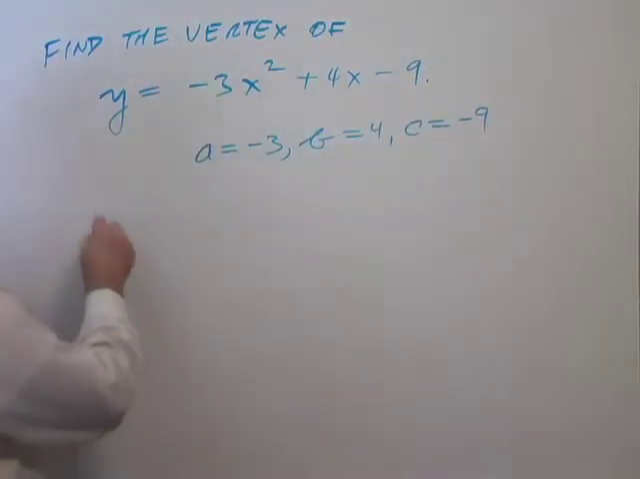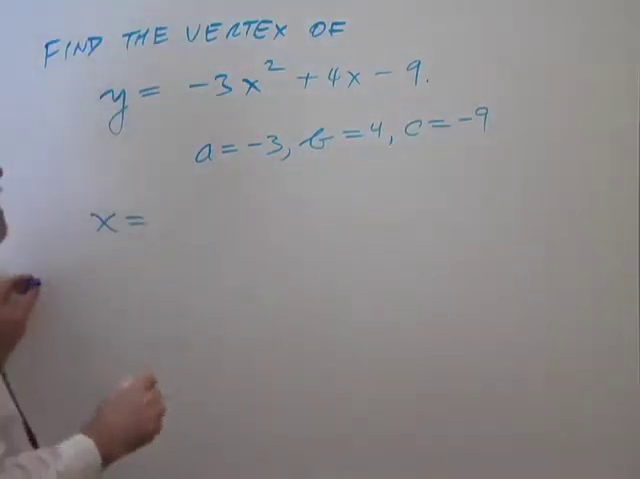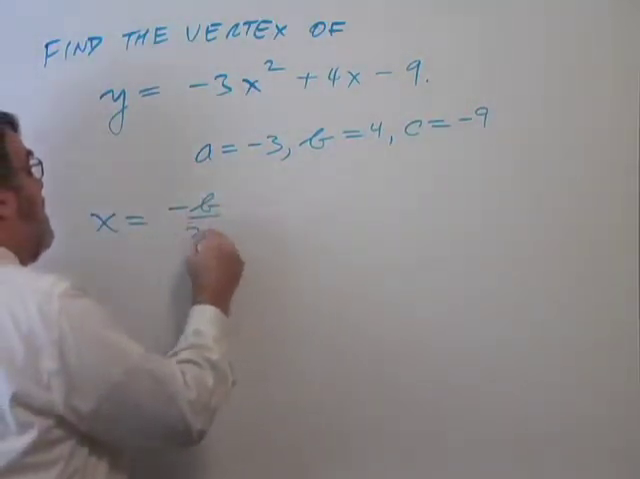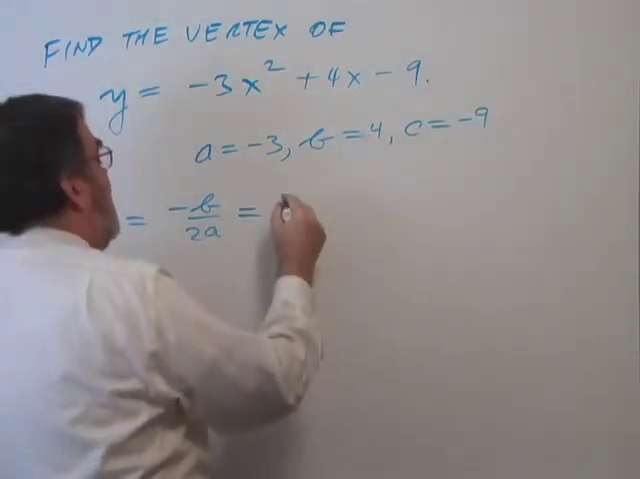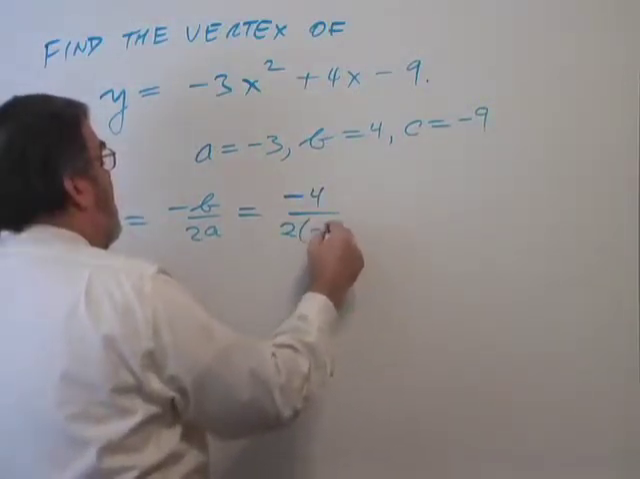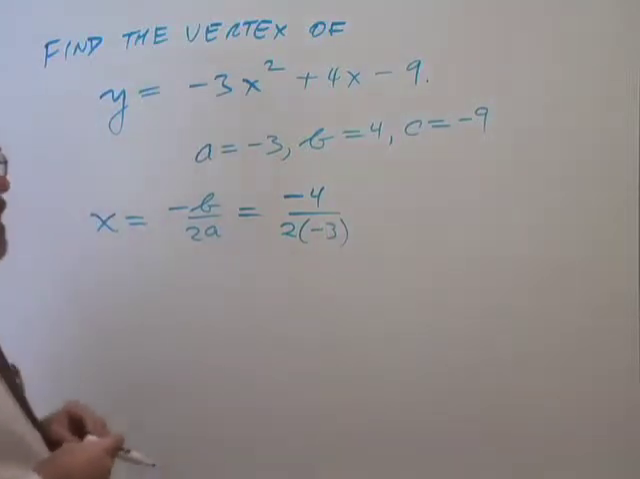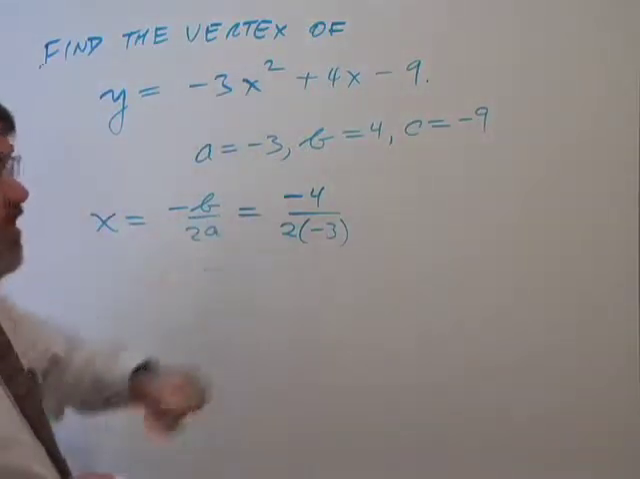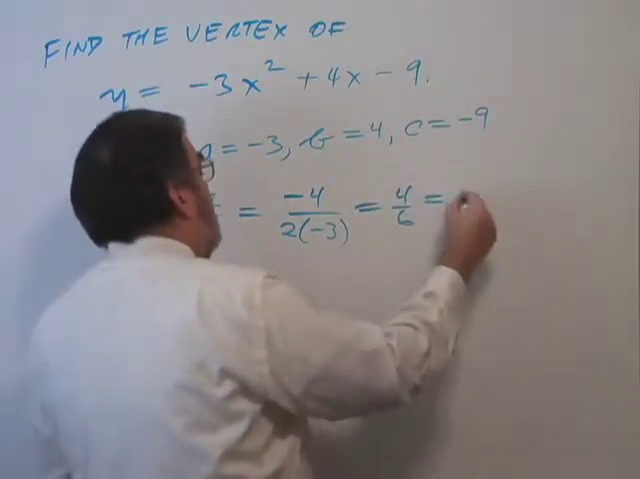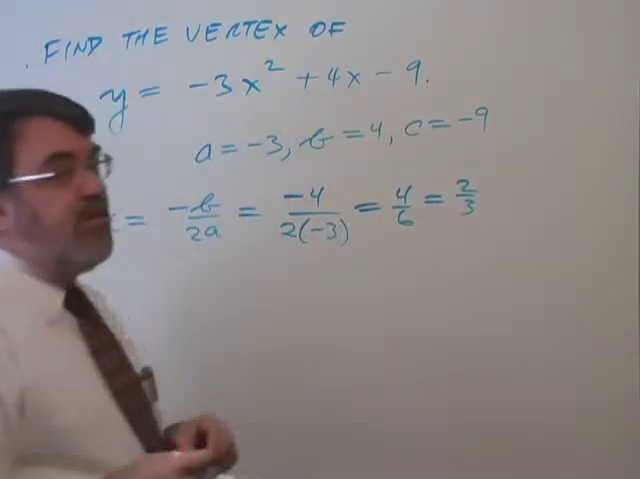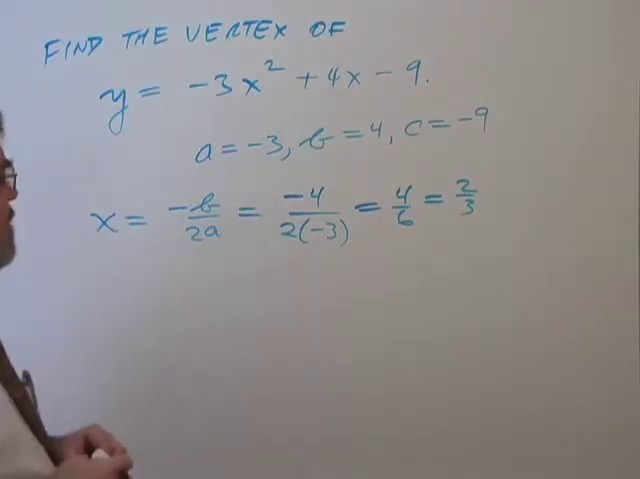Well, our x-coordinate of the vertex is minus b over 2a, based on what I just did. So if I plug these numbers in, I get negative 4 over 2 times negative 3. And let's see what we get here. The negatives cancel. I get 4 over 6, which is 2/3. Always reduce your fraction when you can.